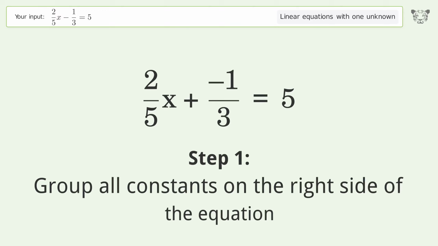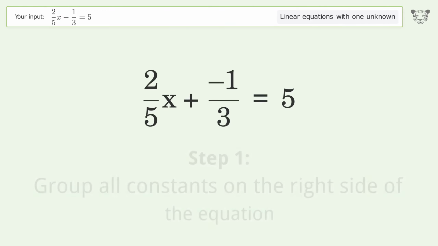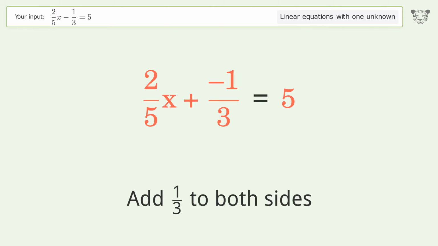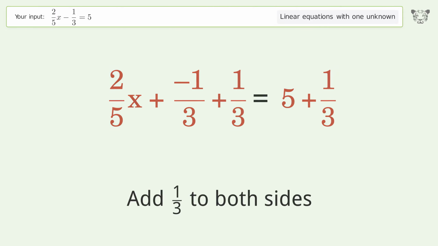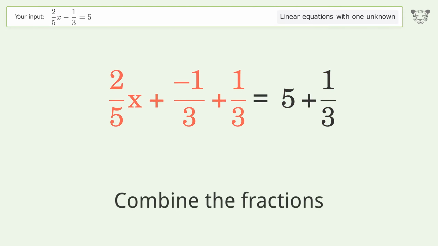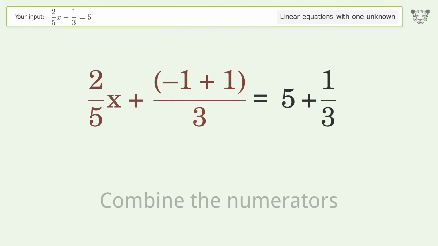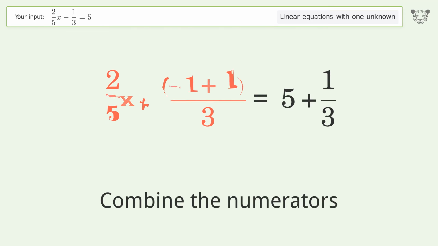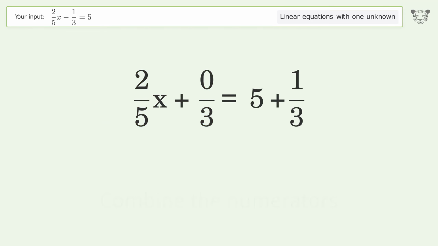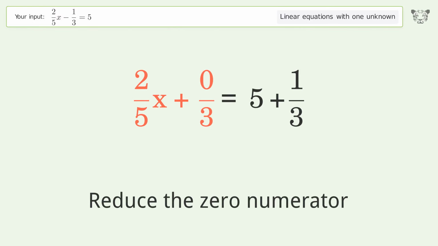Group all constants on the right side of the equation. Add 1 over 3 to both sides. Combine the fractions. Combine the numerators. Reduce the zero numerator.